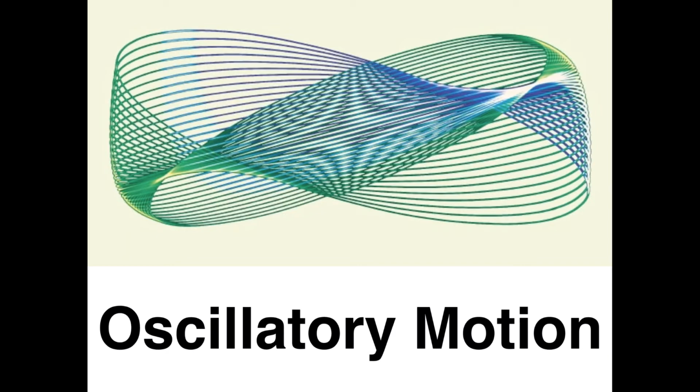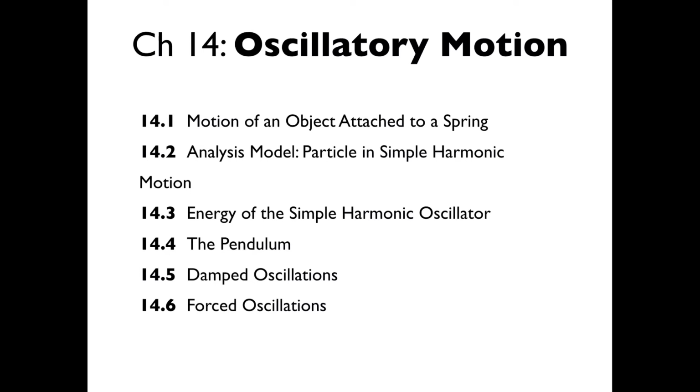Okay, so let's talk about simple harmonic motion or oscillating motion. So here's sort of what we're going to go over. We have the motion of an object attached to a spring. We have this analysis model, which is a particle in simple harmonic motion.